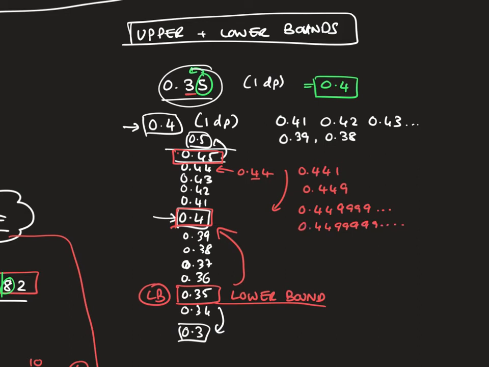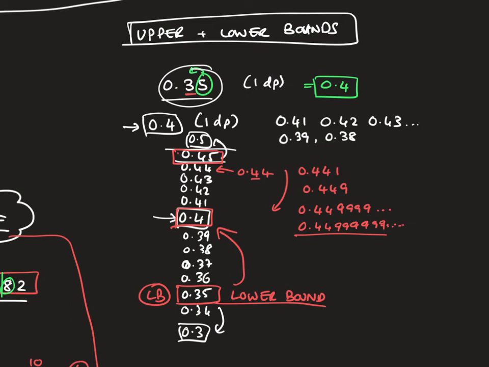Now, if two numbers have a difference of 0, you could say that those numbers are the same thing. And what actually happens is this: 0.449999, as we carry on going, actually tends to become 0.45. It will eventually be the same as 0.45 once you have an infinite number of 9s.